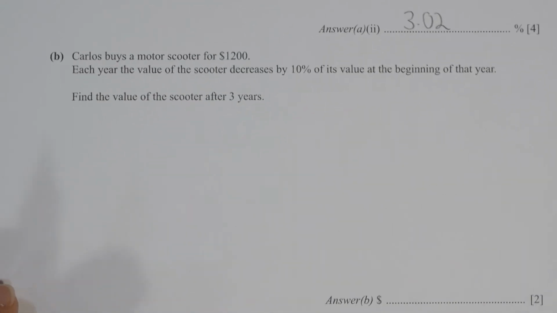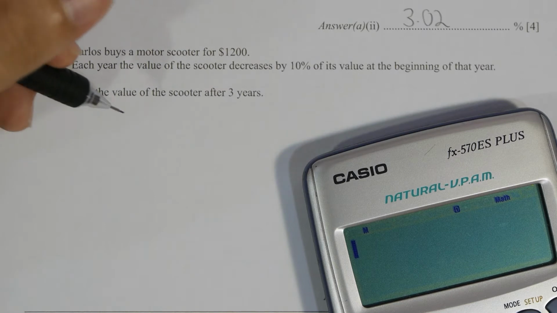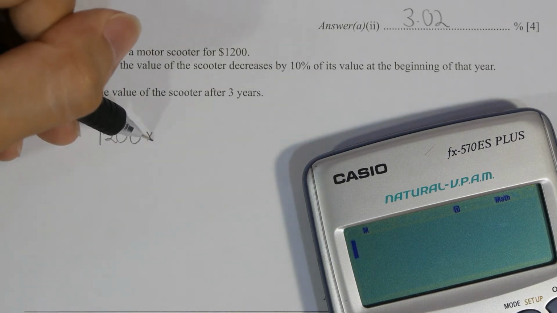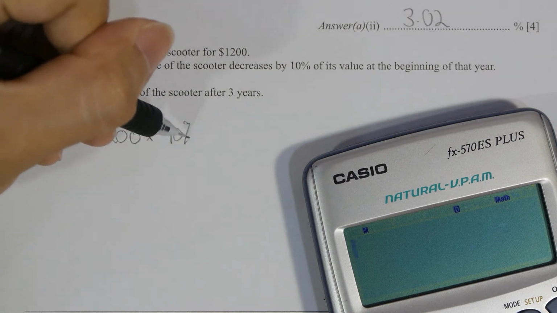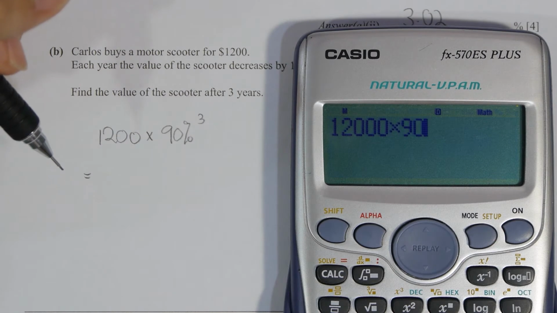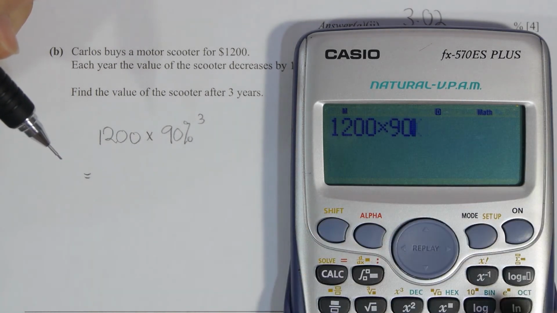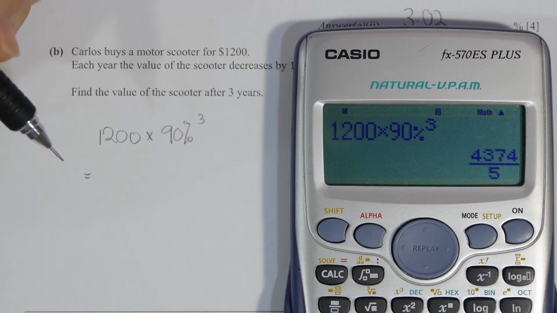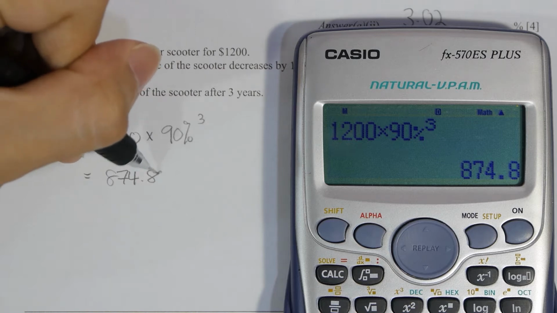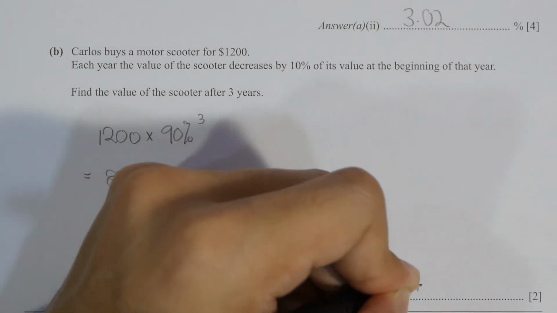For part B, the 1200 decreased 10% after 3 years. So this one is actually the compound method. Same thing, 1200 times 90% to the power of 3. Why is it 90%? It is because of the keyword "decreased 10%".